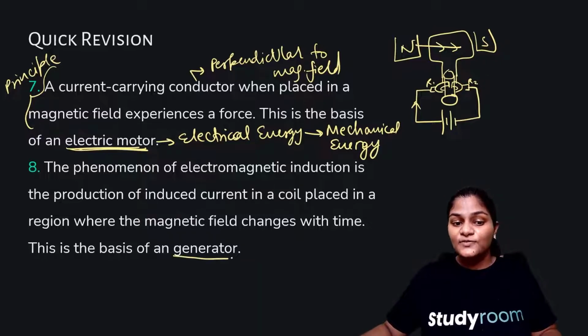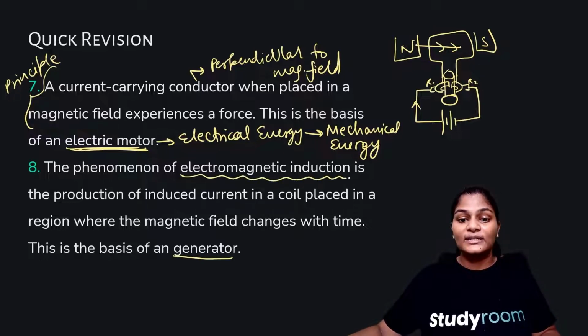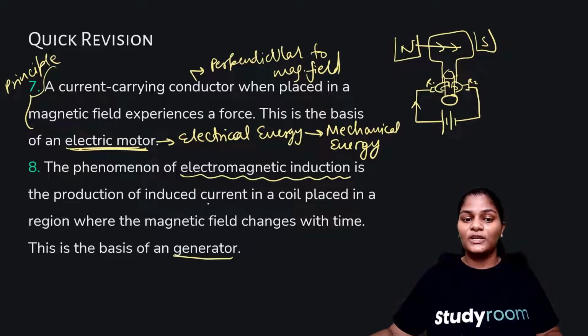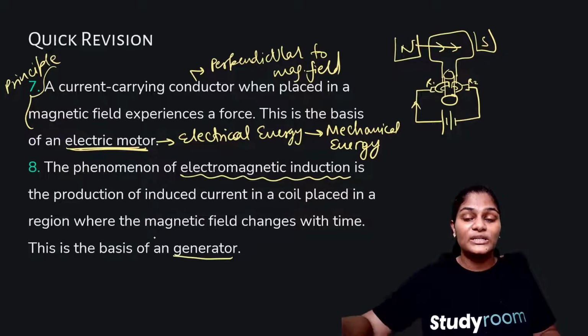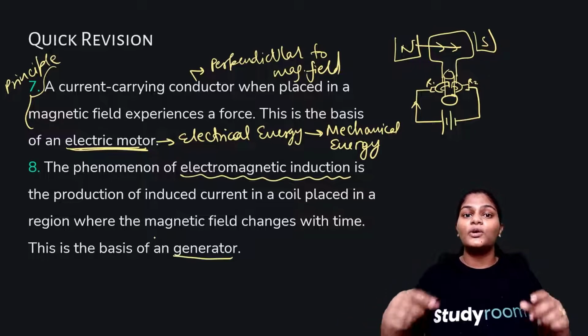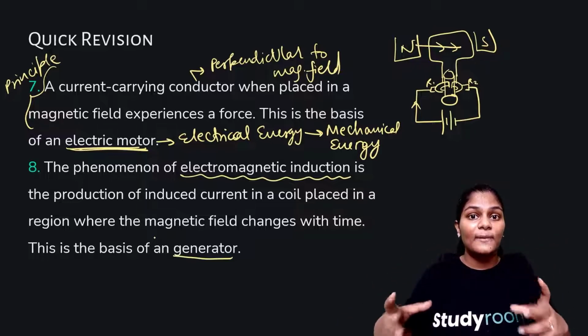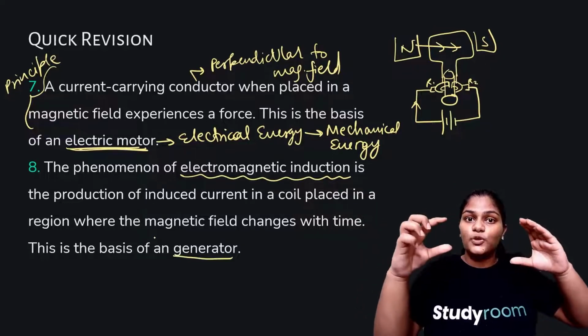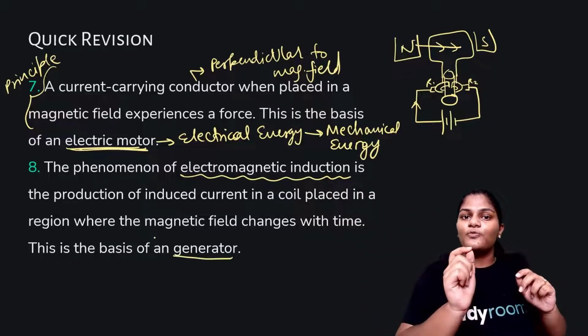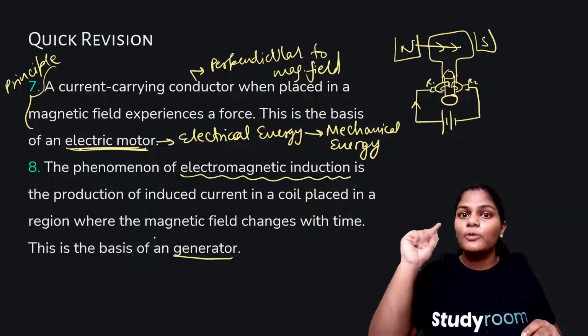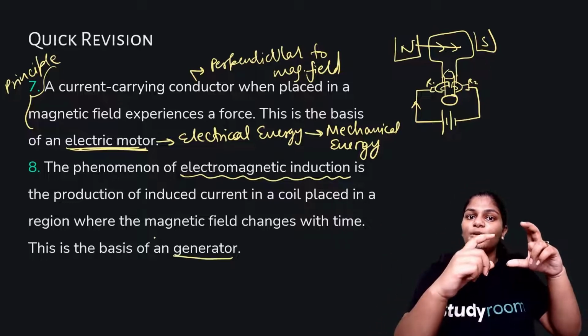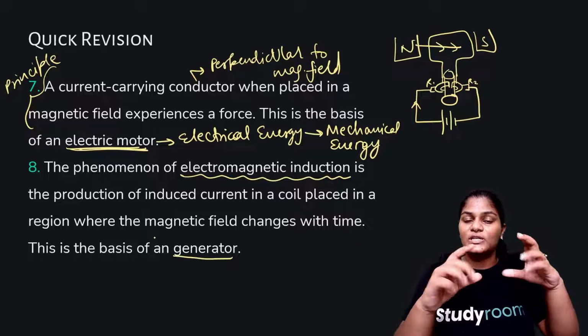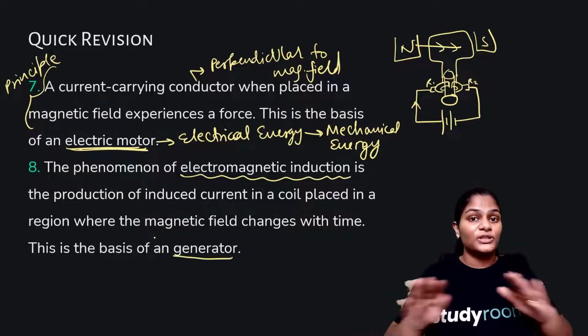Now, in case of generator, what was that? The phenomenon of electromagnetic induction is the production of induced current in a coil placed in a region where the magnetic field changes with time. So you remember when I told you about the two experiments conducted by Michael Faraday? When a bar magnet was moved closer to the coil, only when there was a movement, there was a momentary deflection, just for a second. As soon as the movement of the bar magnet stops, the magnetic field stops changing.